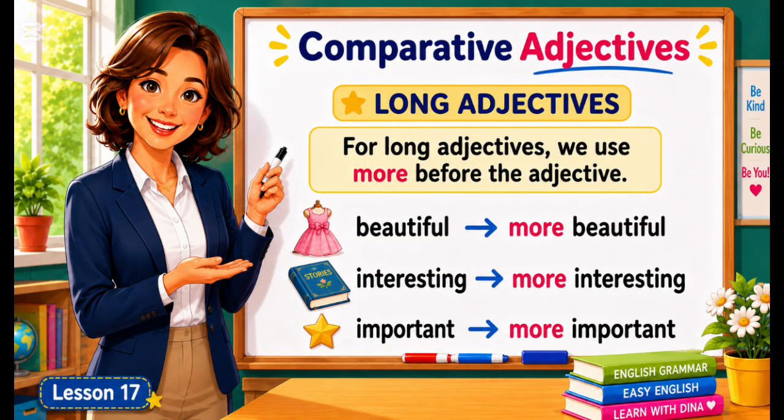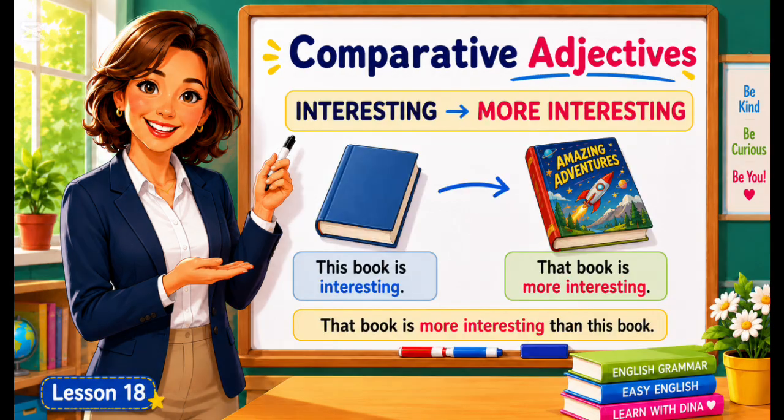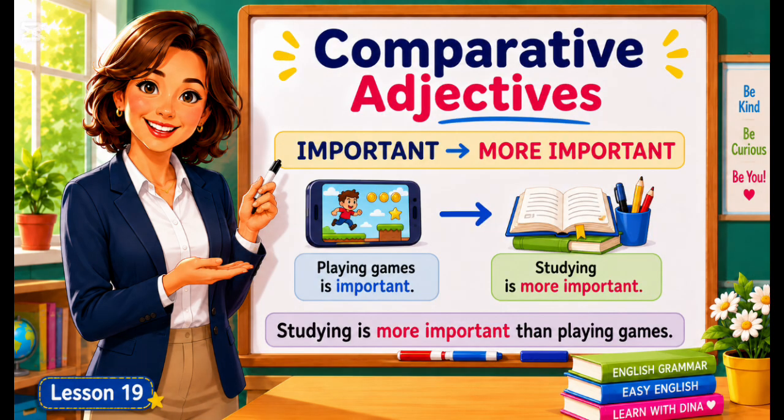For long adjectives we use more before the adjective. For example, beautiful, more beautiful, interesting, more interesting, important, more important. That book is more interesting than this book. Studying is more important than playing games.